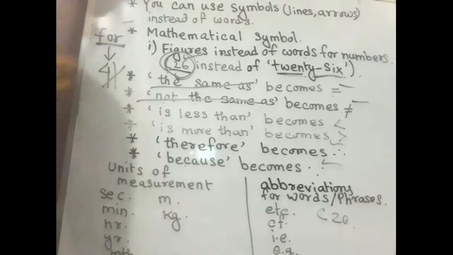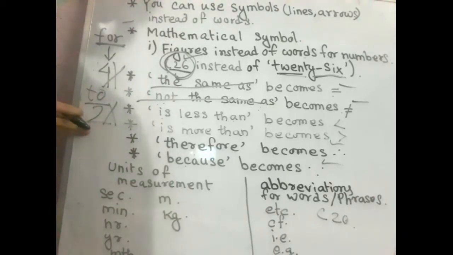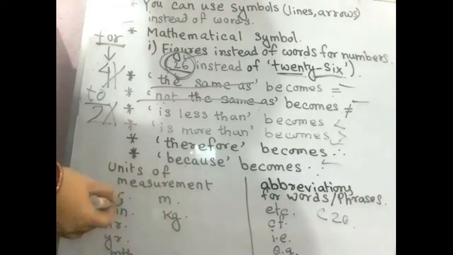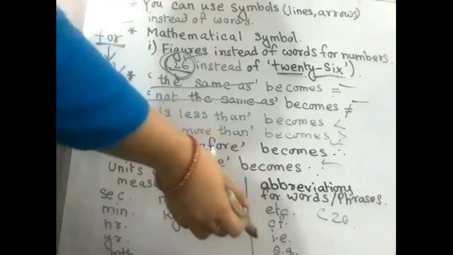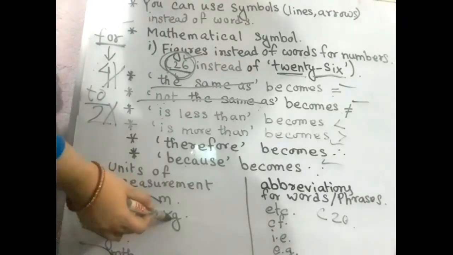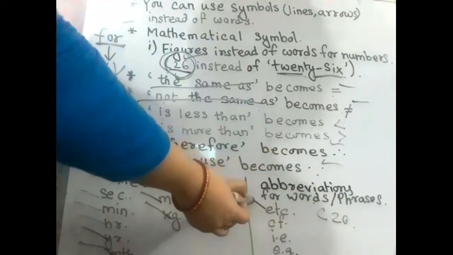Another thing: "to" or "too" is there in your passage, but you have written 2 like this. Don't use this thing. Don't use numbers as abbreviations. Remember this point. Here you can see units of measurement, SEC dot. These all are abbreviations. This means second, this means minute, this one hours, this stands for year, this stands for month, this one is meter, then kilogram. Understood? And abbreviations for words and phrases like etc.